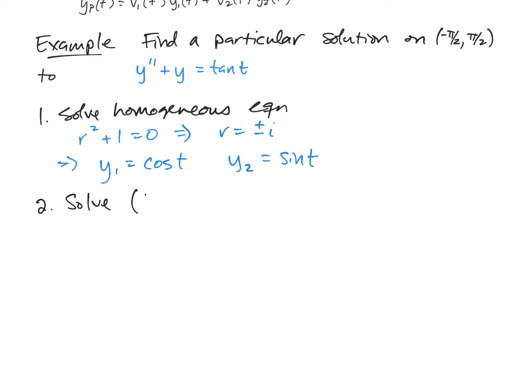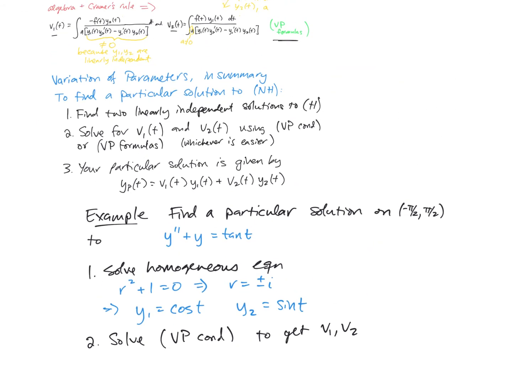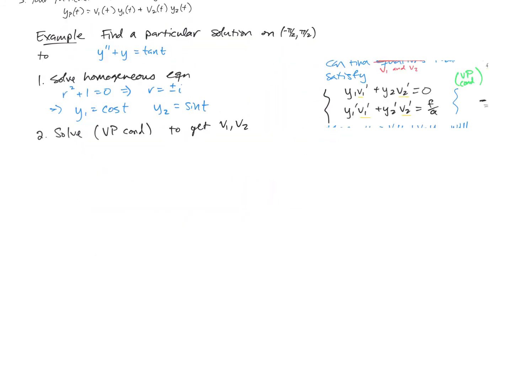Okay, so step 2, solve our variation of parameters conditions to get v1 and v2. So what are those conditions going to tell us? Well, let's go grab them. So here are my VP conditions from before. And now I'll just plug in my y1 and y2, my cosine and sine. And so we get this.